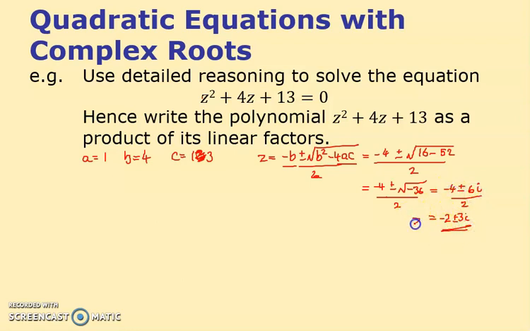And that's obviously z equals. It says write it as a product of its linear factors, so z minus, you can put it in a bracket, minus 2 plus 3i, times z minus the other one, which is minus 2 minus 3i. Of course, one of them will become a plus. That's what it is equal to, and you can just tidy that up. You can say z plus 2 minus 3i.